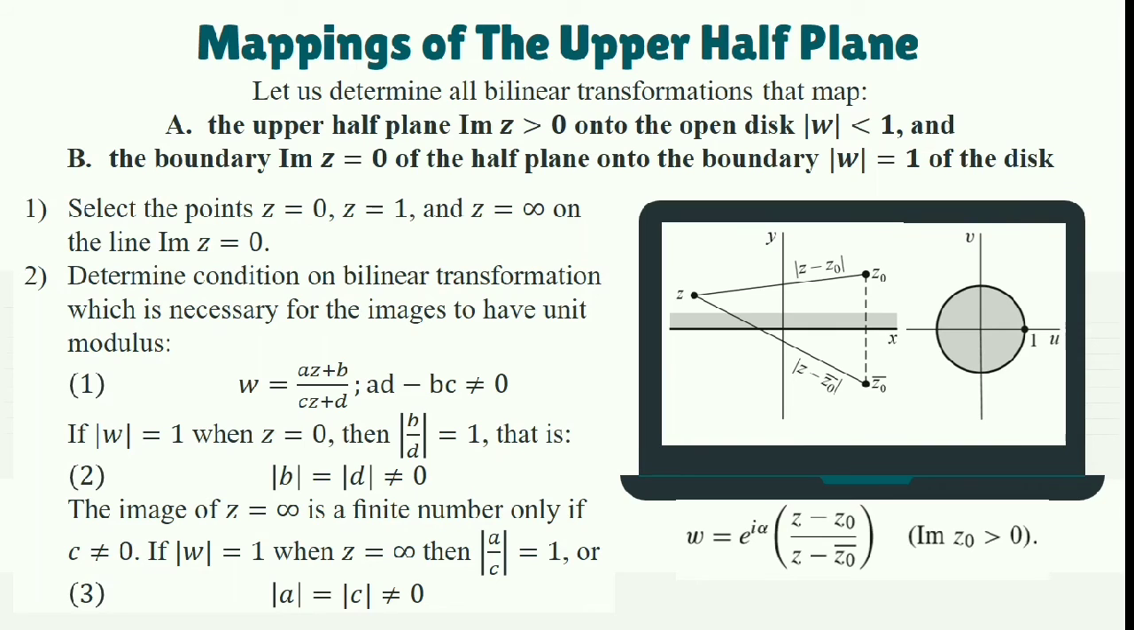The image of z equal to infinity is a finite number only if c is not equal to 0. If the absolute value of w equals 1 when z equals infinity, then we have the absolute value of a over c equal to 1, or the absolute value of a equals the absolute value of c, and this is not equal to 0.